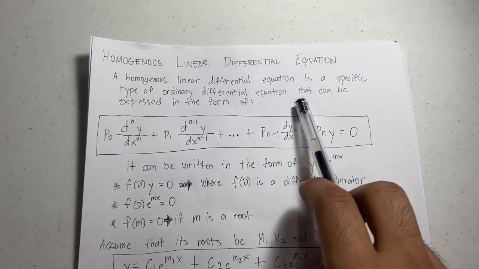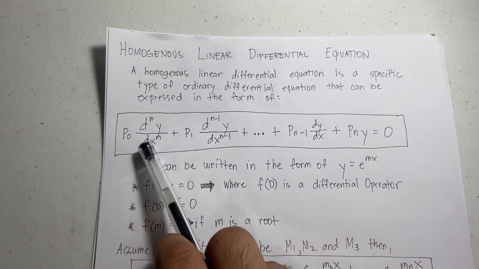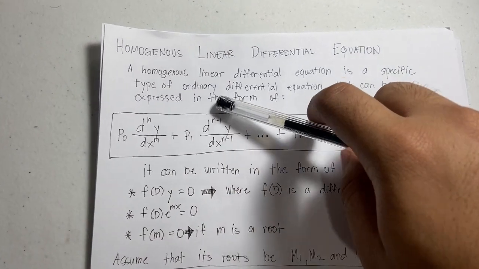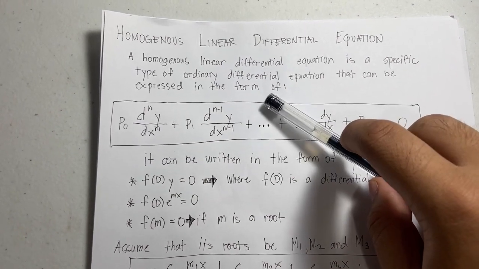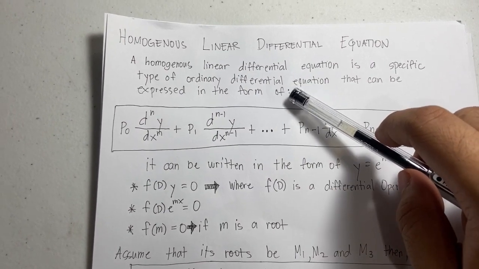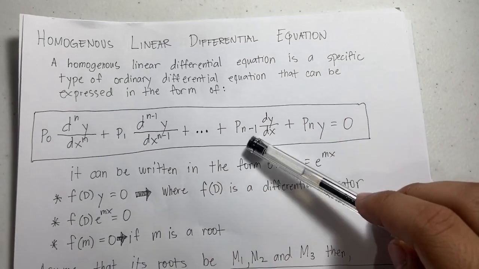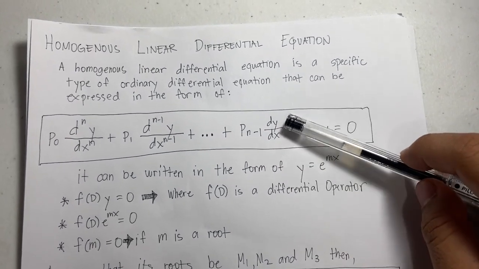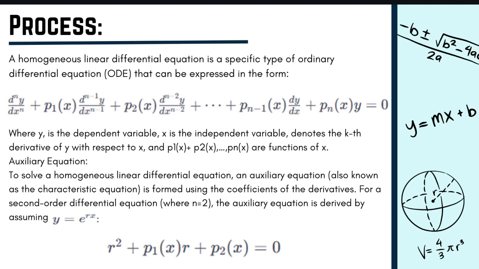A homogeneous linear differential equation is a specific type of ordinary differential equation that can be expressed in the form P0 times d^n y over dx^n plus P1 times d^(n-1) y over dx^(n-1) and so on until P(n-1) times dy over dx plus Pn y equals 0, where y is the dependent variable, x is the independent variable, d^k y over dx^k denotes the kth derivative of y with respect to x, and P1(x), P2(x), and so on are functions of x.